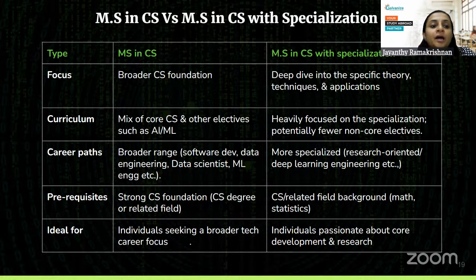Okay. Prerequisites are almost the same. Again, both of them will need a strong CS foundation. But for a specialization, you may have some additional requirements. For example, if you're going to do a specialization in data science, you will need a very strong statistics background. Okay, so these are some of the differences that you should keep in mind.